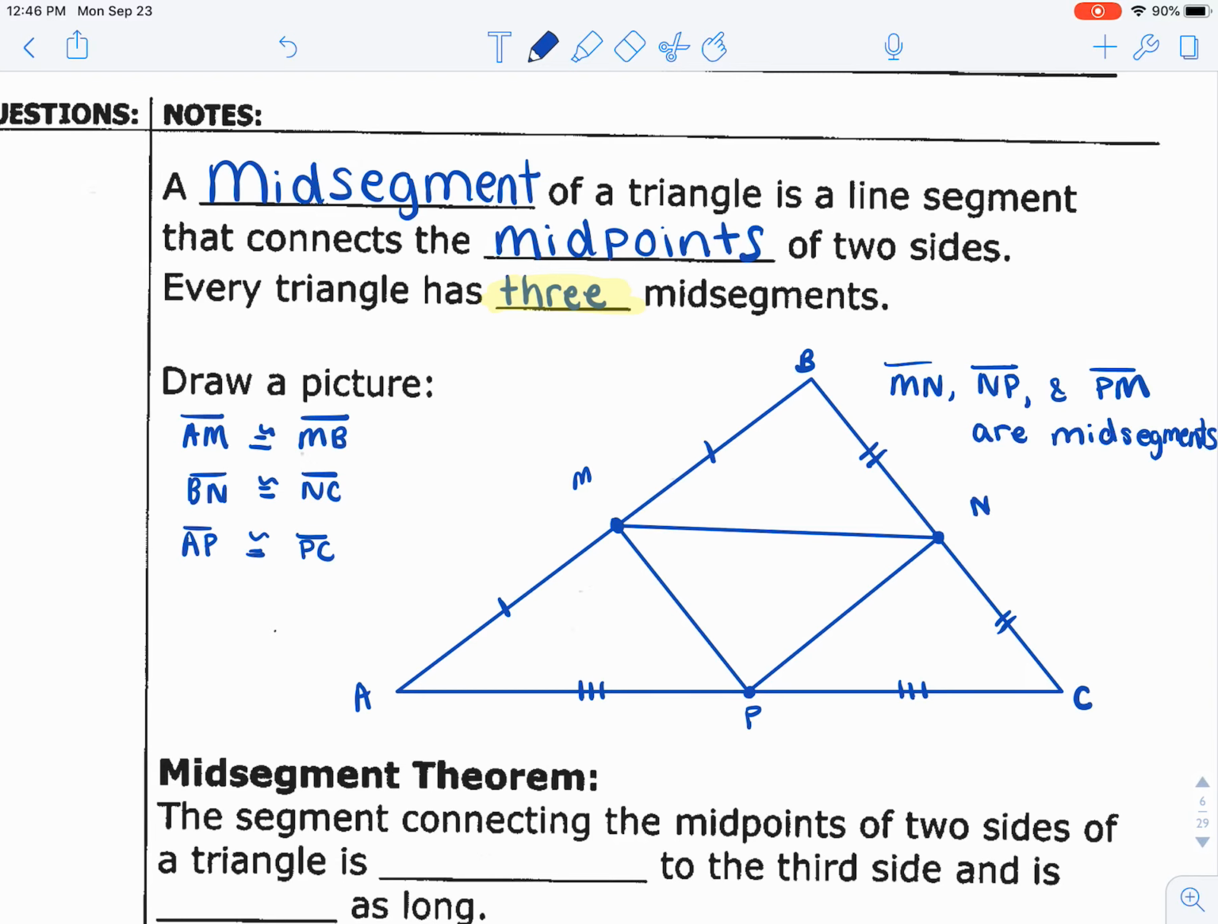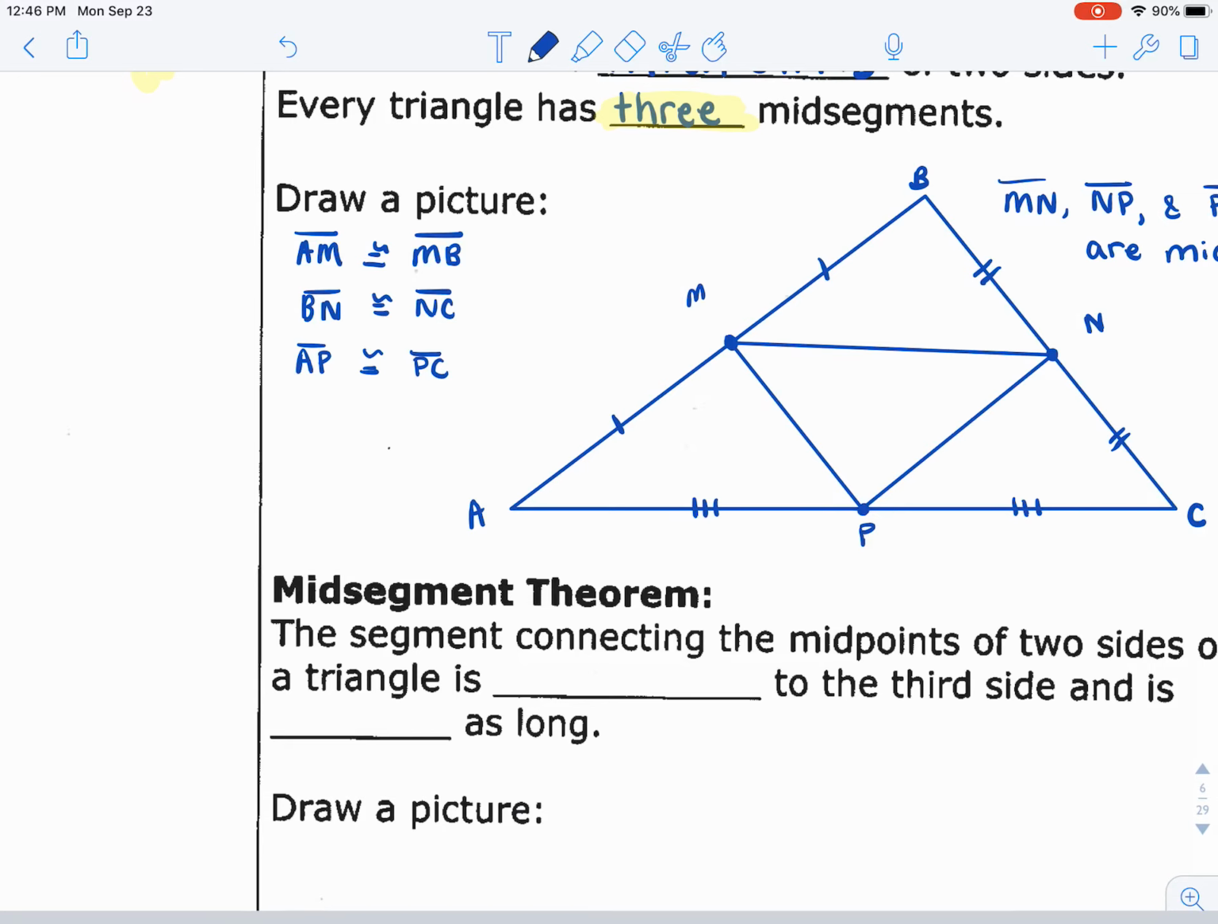So this tells you what a midsegment is. Below, the theorem is going to tell you properties of a midsegment, its significance. The theorem is what helps you solve problems. This is just a definition.